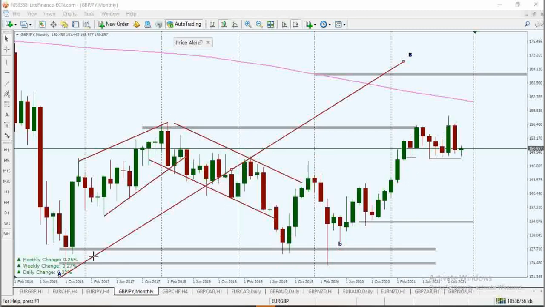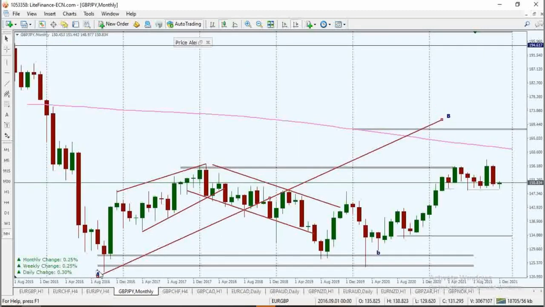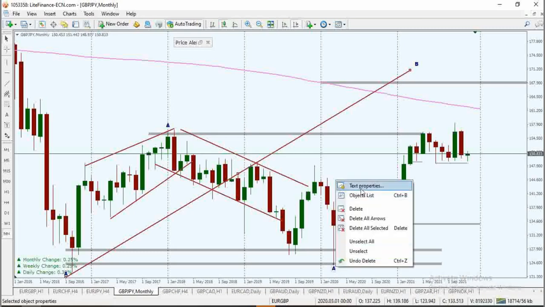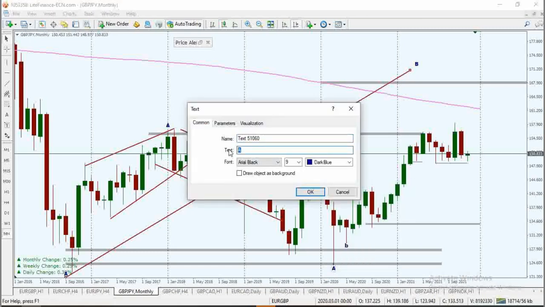I like to make my analysis elaborate so you guys can understand and also plan, because it's going to help you in the future when you're drawing your trading plan. So this is now on my B leg.